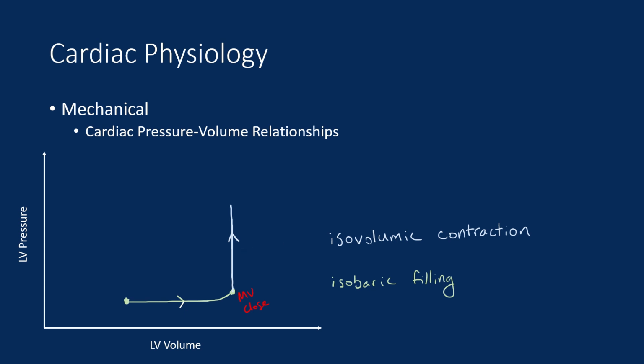Now, with enough contraction and with enough increase in pressure, the pressure of the blood within the left ventricle will exceed the pressure of the blood within the aorta. And at this point, the aortic semilunar valve will open. Once the aortic semilunar valve opens, blood is ejected from the ventricle. Over the course of this ejection, eventually, the pressure within the left ventricle will fall below the pressure of the aorta. And at this point, the aortic semilunar valve will close.